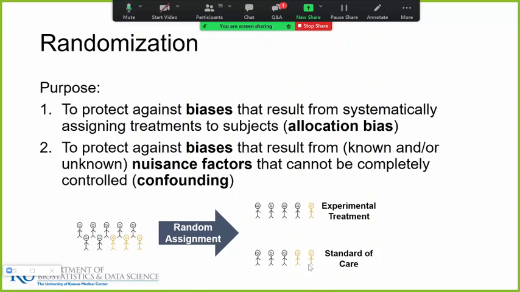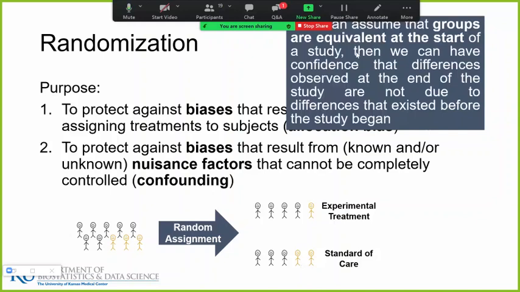So randomization and random selection are probably two of the most important tools that we can use to protect ourselves against bias. And again, assuming that the groups are equivalent at the start of a study, assuming that they're equivalent in terms of these other potential sources of variation like this mutation, allows us to be confident that any differences between the two groups in terms of outcomes at the end of the study are attributed to the treatment and not to the differences in the groups that existed before treatment was applied.